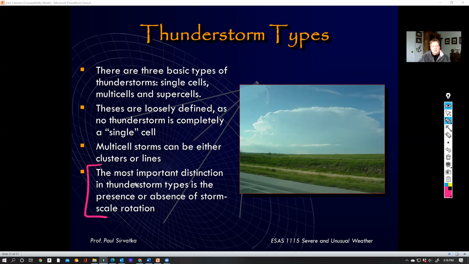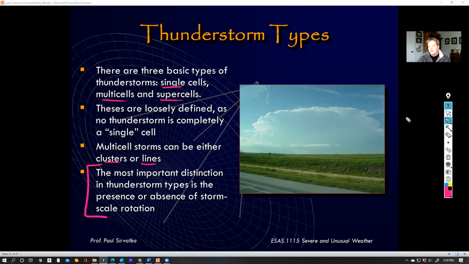This answer here. The most important distinction is, does a storm have rotation? Because storms that rotate, supercells, are most likely severe. 95% chance they're going to be severe. So the most important question that you need to ask about thunderstorm types is, is it rotating? If it's rotating, persistent rotation, you have a supercell. If it's not rotating, you don't have a supercell. That's the biggest thing. But overall, single cells, multi-cells, supercells, two types of multi-cells, clusters or lines.